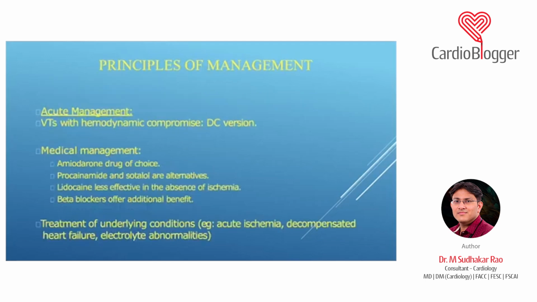So in acute management, if a patient of MI presents to you with a hemodynamic compromise, what you should always do is DC cardioversion. We know that the DC cardioversion should be non-synchronized if it is a VF, and synchronized if it is VT. Your cardioversion should fall on the QRS. In a VF, it should not fall on the QRS. So you have to give 200 joules of biphasic cardioversion.